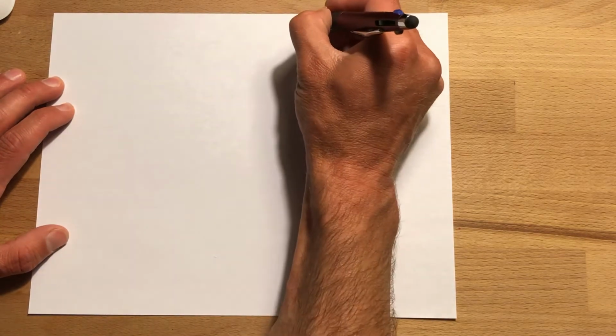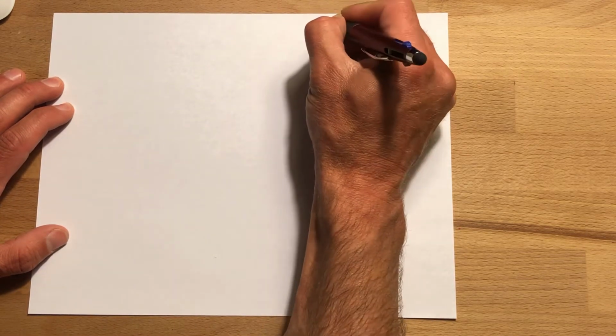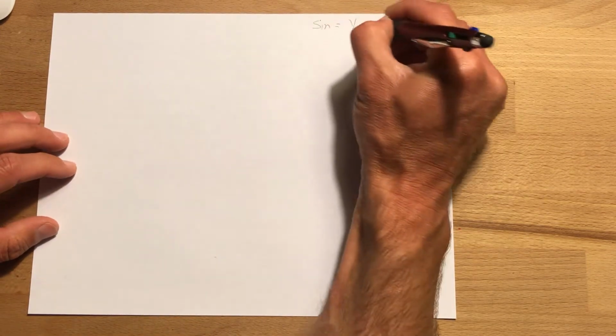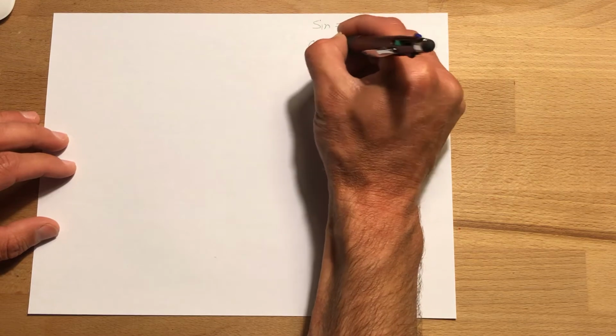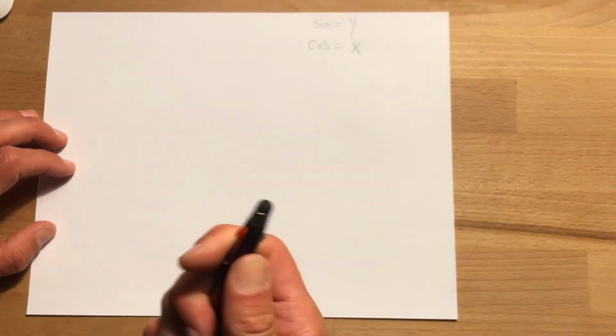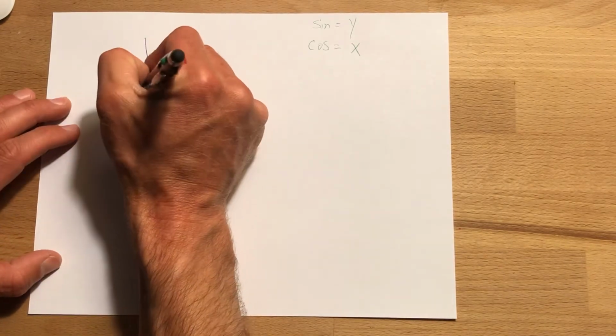Okay, so what we're going to be covering today is graphing sine and cosine graphs. Now remember, sine is always the y and cosine is always the x. And I talked to you about this a couple weeks ago, but just kind of reiterating.